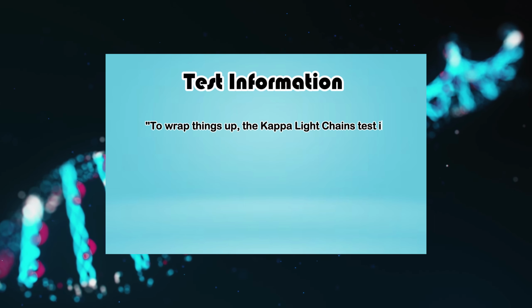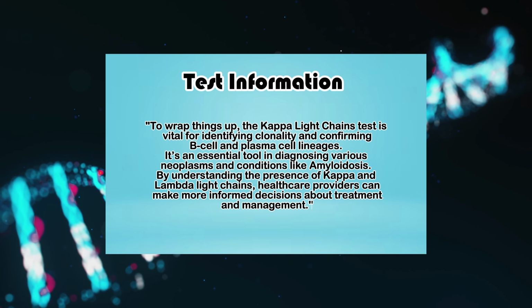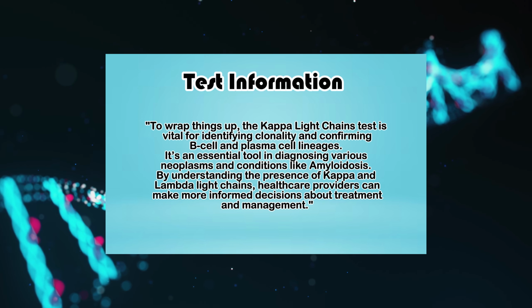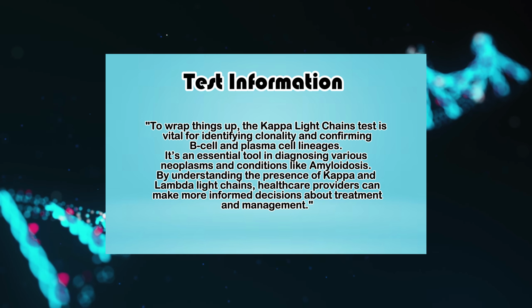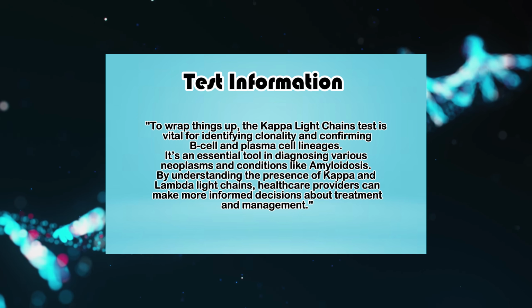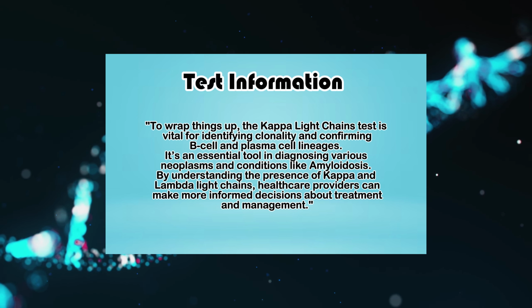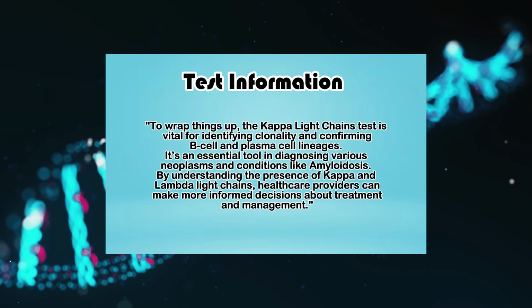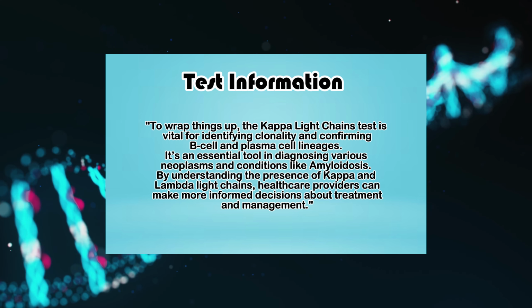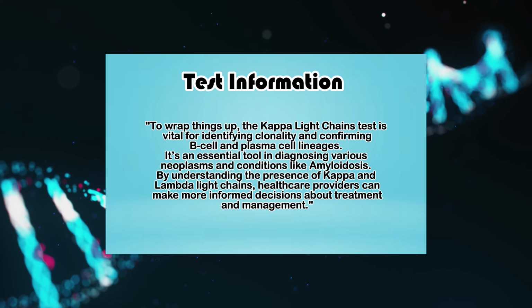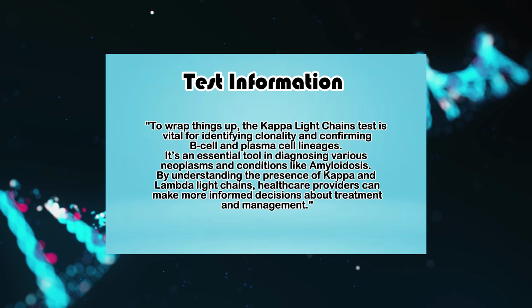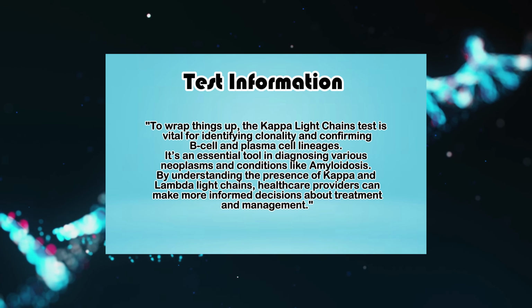To wrap things up, the Kappa light chains test is vital for identifying clonality and confirming B-cell and plasma cell lineages. It's an essential tool in diagnosing various neoplasms and conditions like amyloidosis. By understanding the presence of Kappa and Lambda light chains, healthcare providers can make more informed decisions about treatment and management.